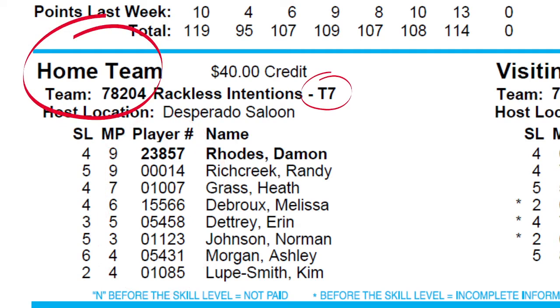Pretty self-explanatory there. We do automated table assignments, so you'll have your home team, and then you have your home team's table assignment. So in this particular situation, Reckless Intentions is table 7. So if I'm the visiting team, I know that I need to go to table 7 to play against Reckless Intentions, who's home table 7.